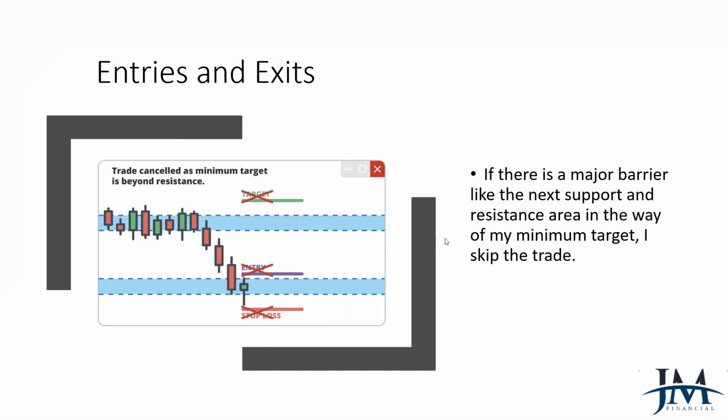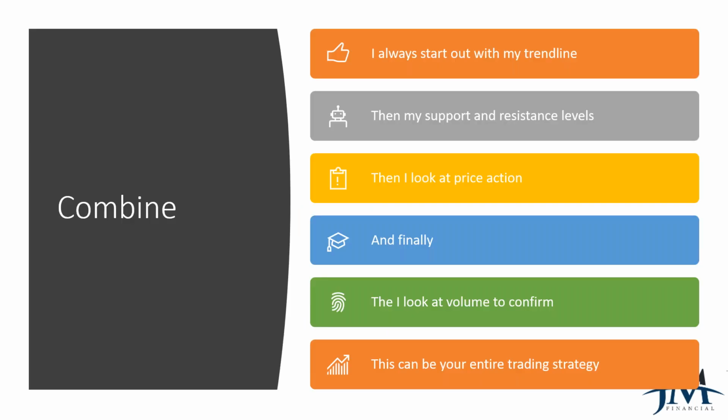If there's a major barrier like the next support or resistance area in the way of my minimum target, I just skip the trade. I always start out with my trend line, then my support and resistance levels, then I look at price action, and finally I look at volume to confirm. Okay, volume should always be your last factor to confirm. If you do not see an increase in volume as you're reaching that entry target, consider not making that trade.